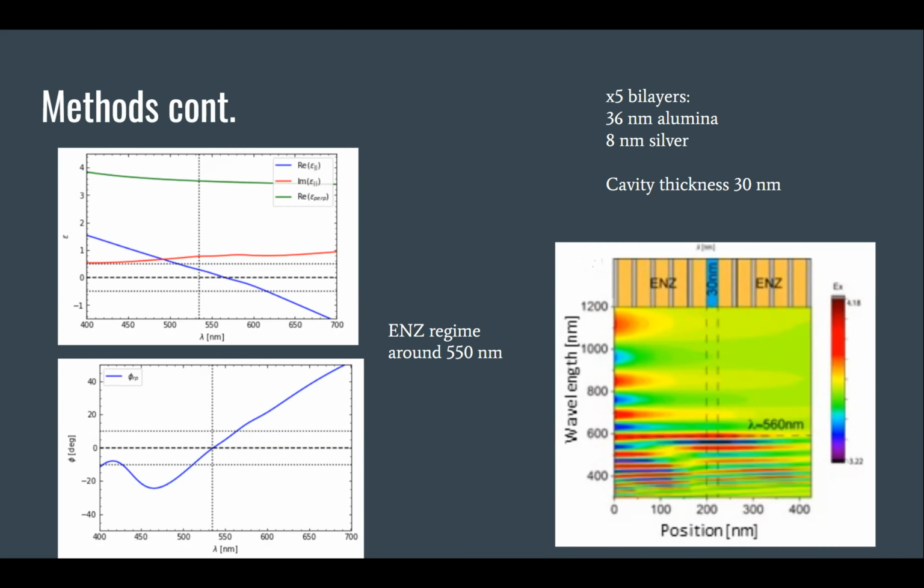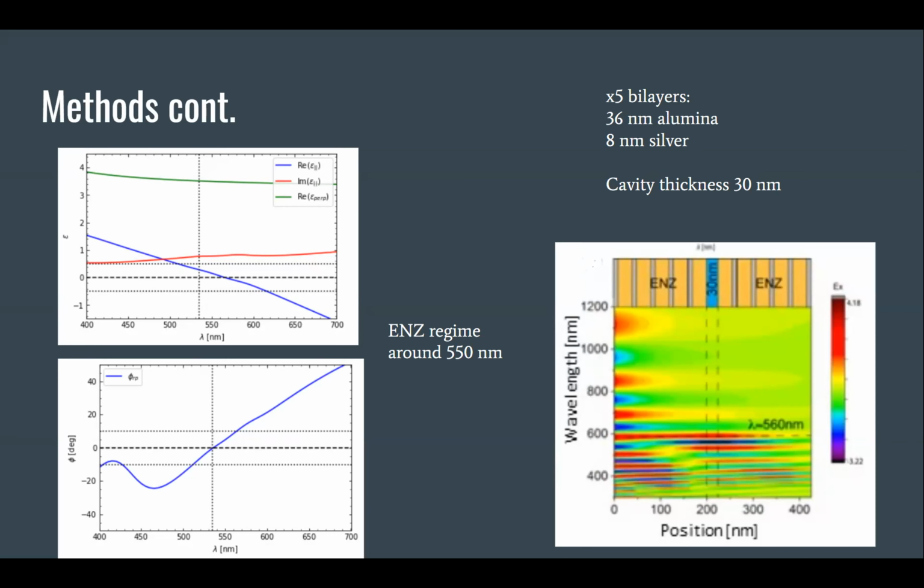Then we moved to COMSOL, and I'm sorry, this graph is really blurry, but COMSOL really didn't want me taking these graphs off of it. This graph on the right shows the strength of the electric field as a function of position within the superstructure on the x-axis, and the wavelength of light that you're using as the incident wavelength.